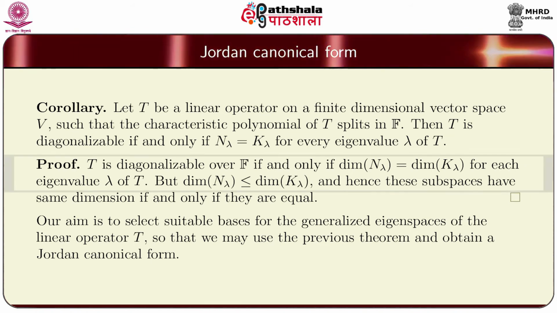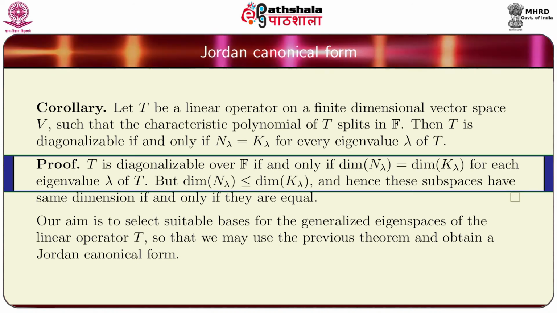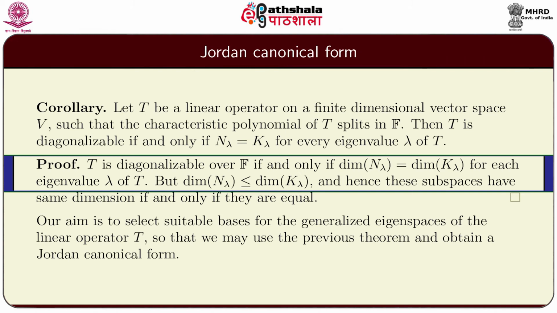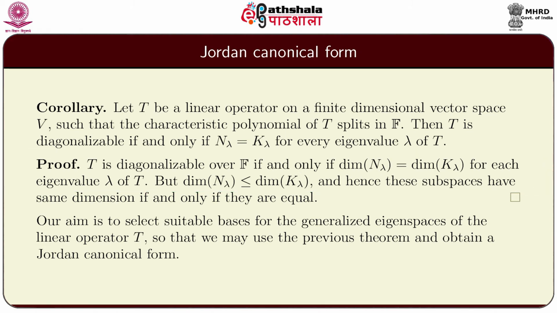Proof: T is diagonalizable over F if and only if dimension of N_λ is equal to dimension of K_λ for each eigenvalue λ of T, but dimension of N_λ is less than or equal to dimension of K_λ, and hence these subspaces have the same dimension if and only if they are equal.